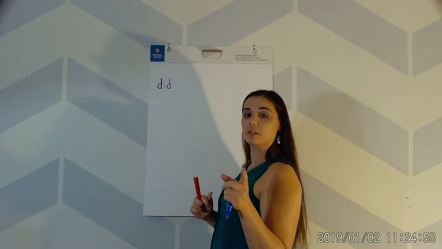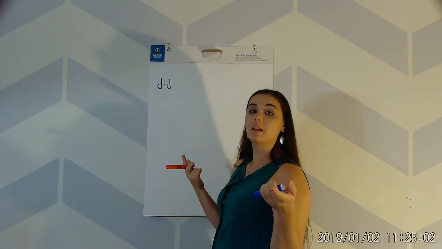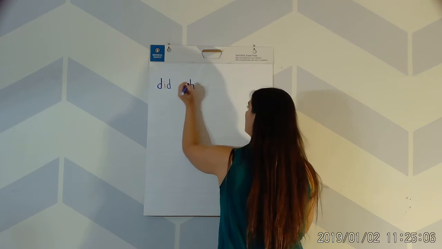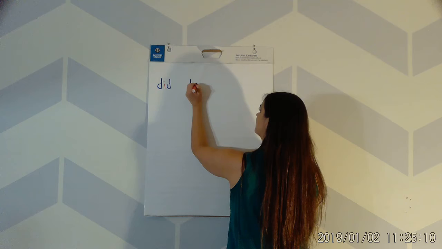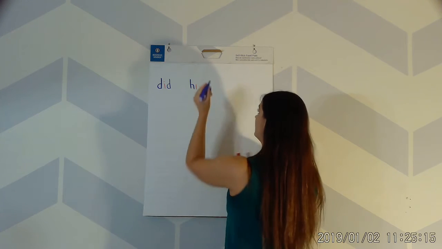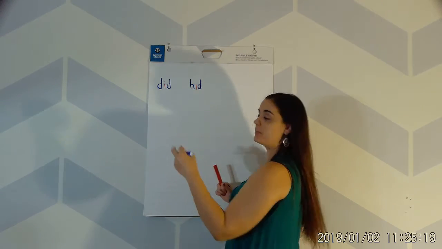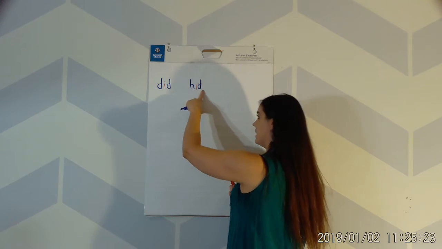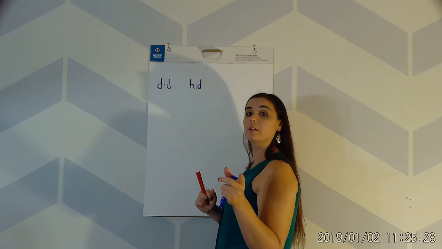Hid, your turn. H, i, duh, hid. And what does H say? H. And I says i. And D says duh. Let's blend. H, i, duh, hid. And next word, hip, hip.